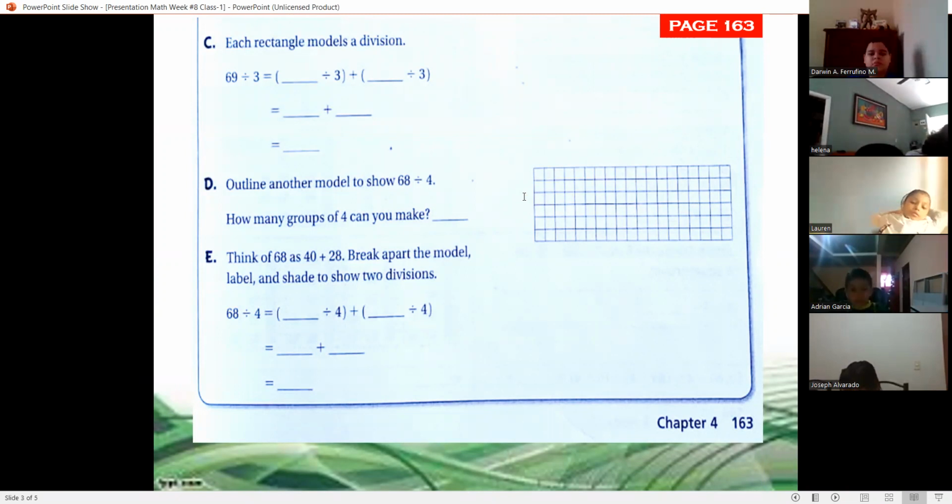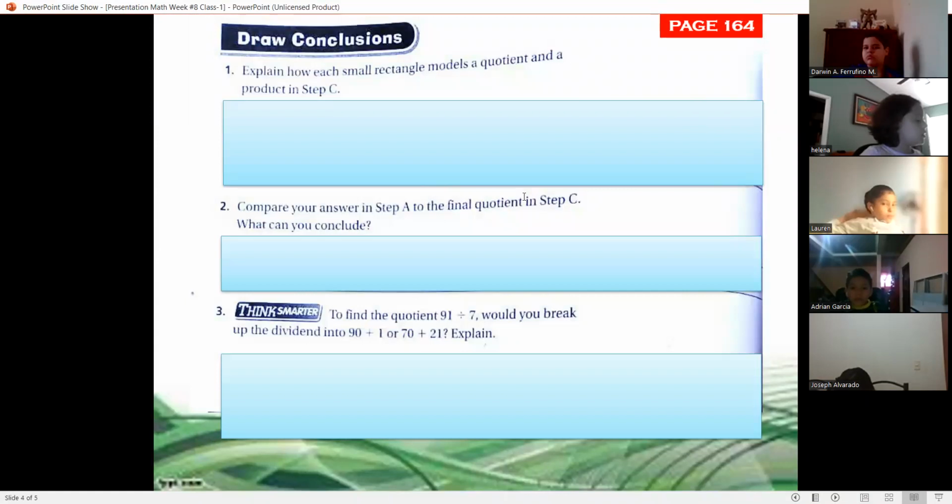Sorry. Over there, they say, let's go to page 164. Explain how each small rectangle models a quotient and a product in step C. So, do you remember that in step C, in your book, on page 163, what is telling you to do? Each rectangle models a division. So we need to write that.